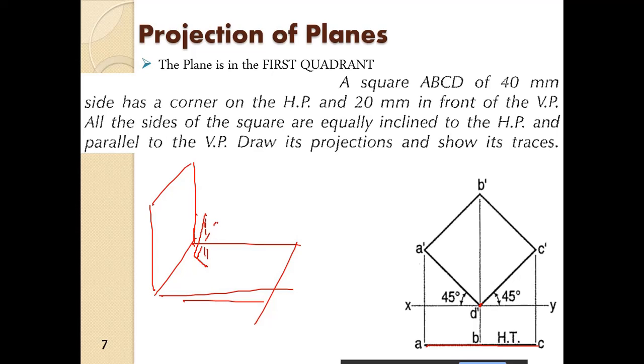And the plane will stand in front of the vertical plane in this manner. And these are the diagonals of the square, right? So if I see from the front, I will see the square being projected on the vertical plane. And if I see from the top, what I will see is the horizontal trace.